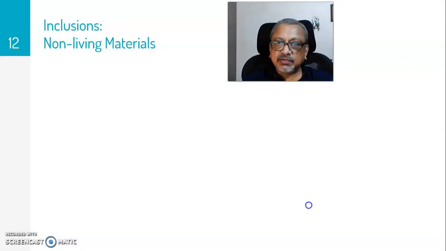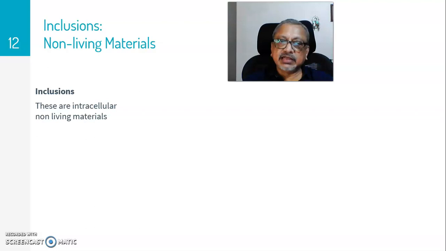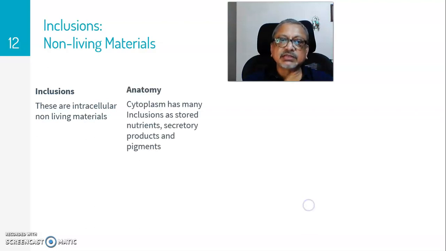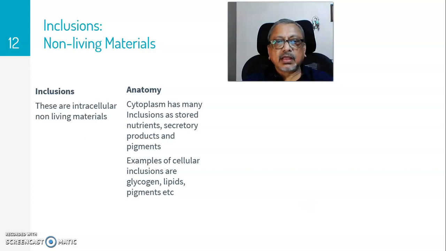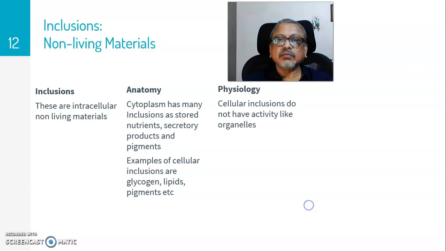Inclusions are the non-living material within the cell. These are intracellular non-living materials. Cytoplasm has many inclusions stored as nutrients, secretory products as well as pigments. Examples of cellular inclusions are glycogen, lipid and pigment. Cellular inclusions do not have any activity like organelles.